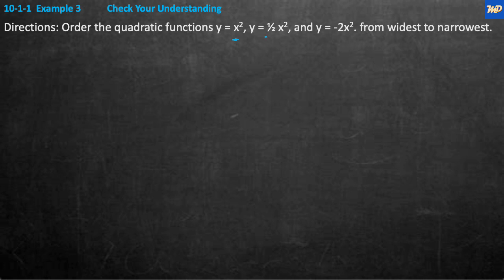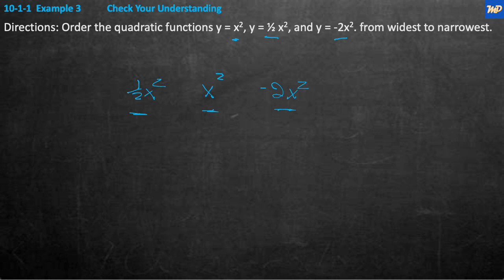Then we have the half x squared, and then we have the negative 2x squared. So what is this telling us? It's telling us x squared is in the middle, the half x squared is wider, and they want widest to narrowest. So the 1/2 x squared is over here, and then you have the negative 2x squared here. Widest, middle, narrowest.